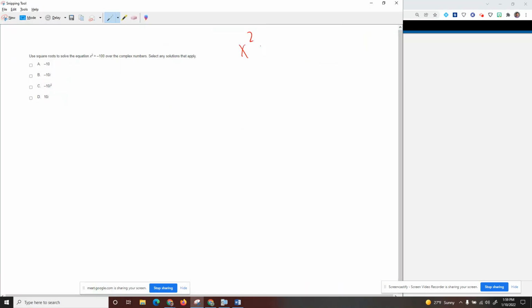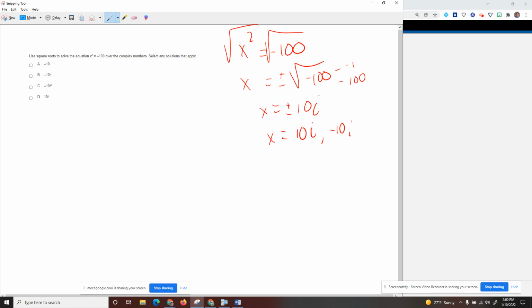So I have x squared equals -100. We're going to take a square root of both sides. And then I have x is equal to plus or minus square root of -100. Square root of -100 I can simplify by splitting -100 into -1 and 100. The -1 will come out as i. The 100 will come out as 10. So x is equal to positive or negative 10i. So x is equal to 10i and negative 10i.